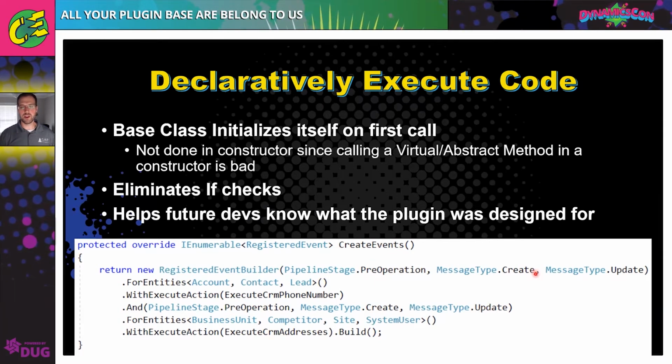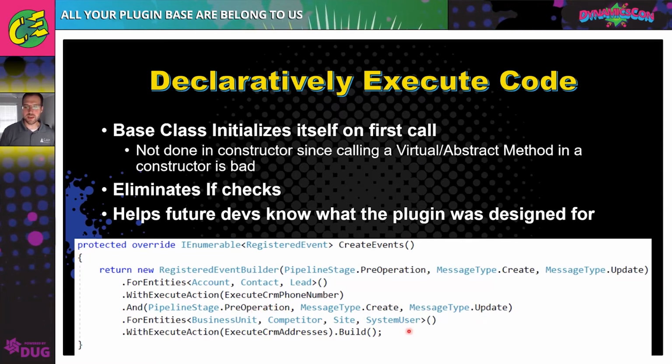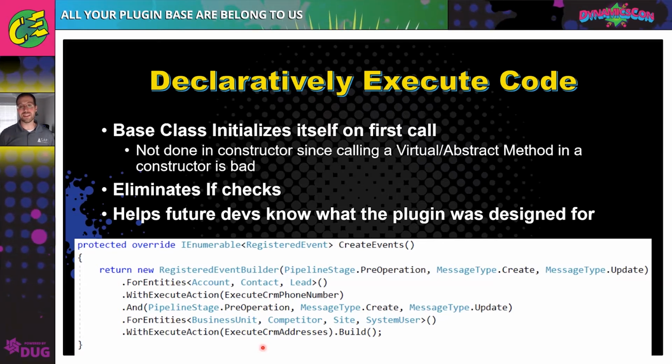And it gives the pre-operation. So this, for example, is a pre-operation of create and update. For these entities, execute this method, execute CRM phone number. Pre-operation and create and update of these entities, go ahead and execute the CRM address. So I don't have any if statements, I don't have any switch statements. It's all declarative at the very top of my plugin class.